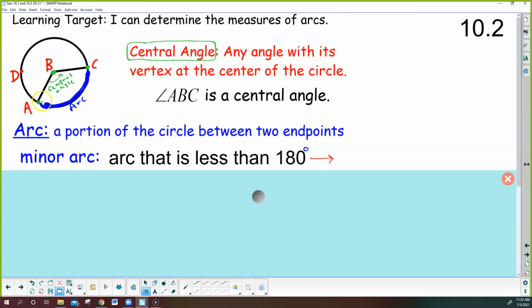So one way to write this would be to take the endpoints from A to C and then just put a little arc symbol over it. So when you see A to C, that A and C are the endpoints. And then because there's just two letters, it's the closest distance between them. So it would tell us to go this way around the circle from A to C. Now, we can flip that around as well. I could call it C to A and go the other direction, and that's still a minor arc.